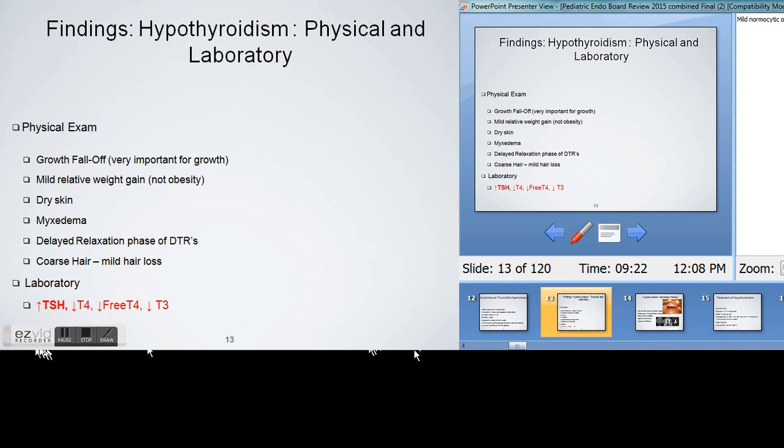So these antibodies don't attack or do anything. These antibodies are a result of something that was previously hidden now becoming exposed, because you have destruction of the cells.